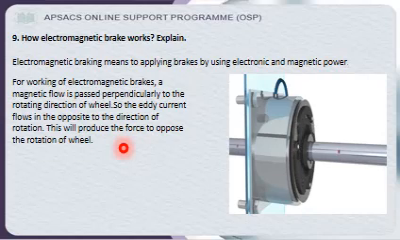So when they are opposite in direction, what will happen? They will produce a force to oppose the rotation of the wheel. So basically they are applying the opposite force on this wheel so that it will slow down and then eventually stop. So electromagnetic braking means applying brakes by using electric and magnetic power.